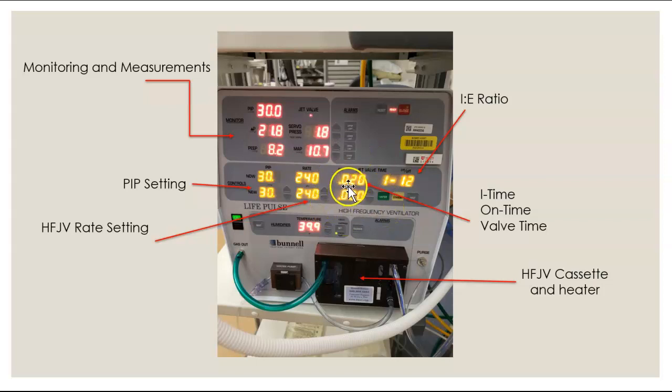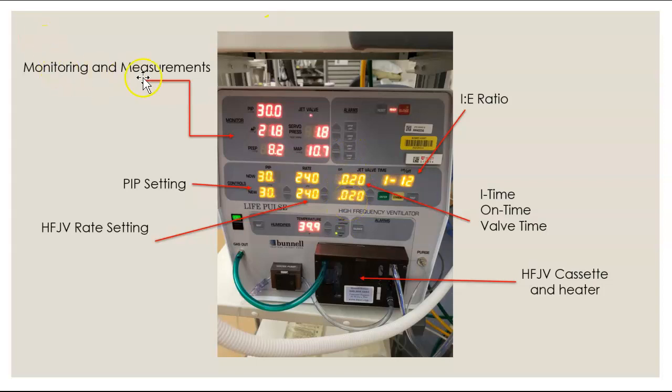This is the I time, on time, or valve time, whichever one you'll hear. You'll hear all three. 0.02, but say we needed to change it. We're having oxygenation issues. Up or down, and then press enter. And then we can see our I:E ratio right here for ventilation management. And that will change when you change rate and the I time.